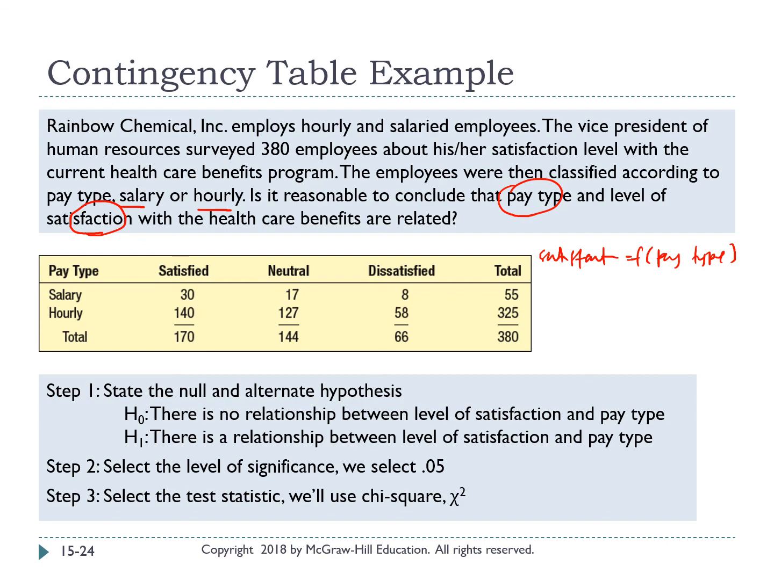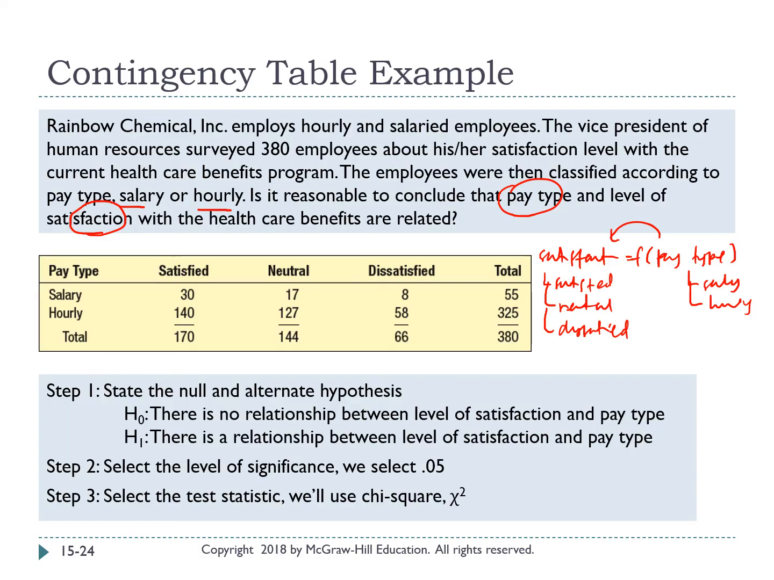Okay, so satisfaction can be measured using satisfied, neutral and dissatisfied, while pay type can be measured using salary or hourly. So you want to know whether the pay type will affect the satisfaction of the employee. If you talk about two categorical variables, where pay type is one categorical variable and affects another categorical variable, you should use the contingency table method.